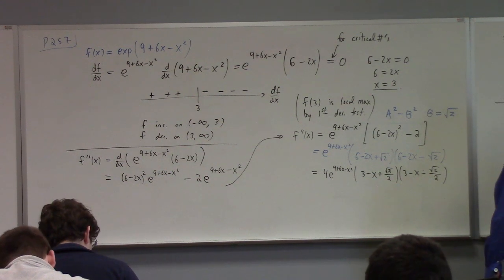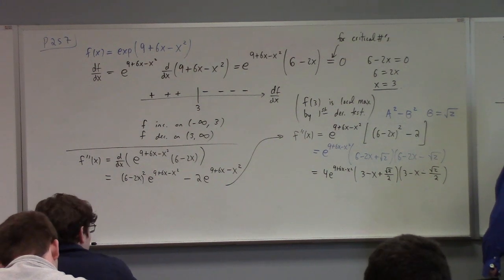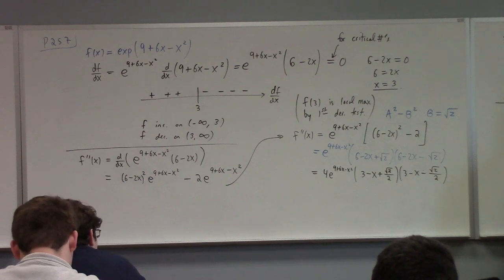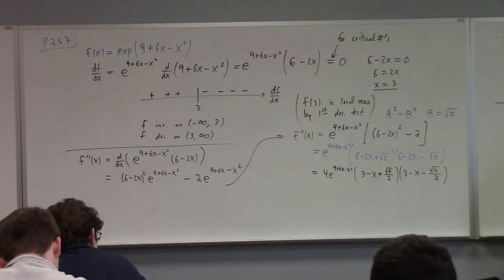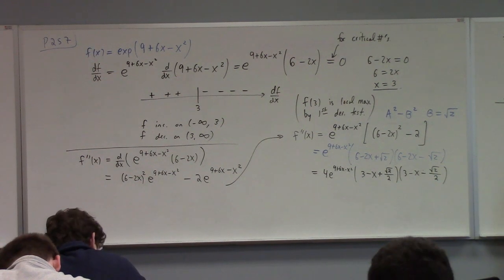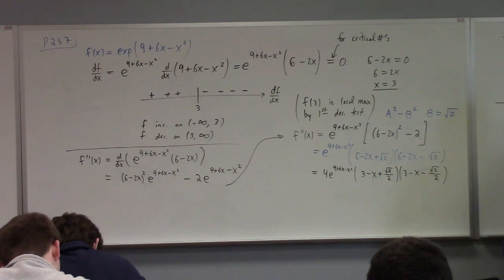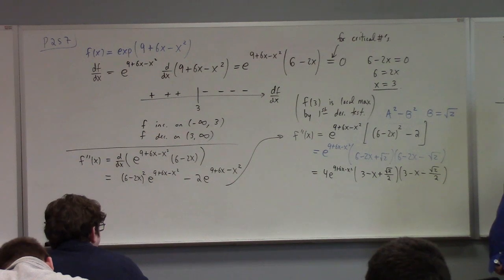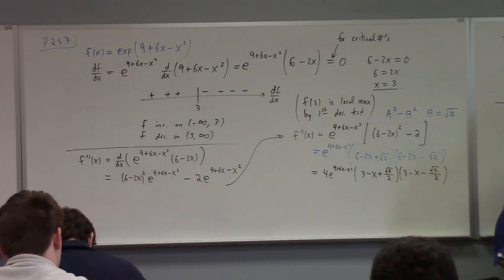So we've got concave up on minus infinity to 3 minus 1 over root 2, and 3 plus 1 over root 2 to infinity. And it's concave down on 3 minus 1 over root 2 to 3 plus 1 over root 2.